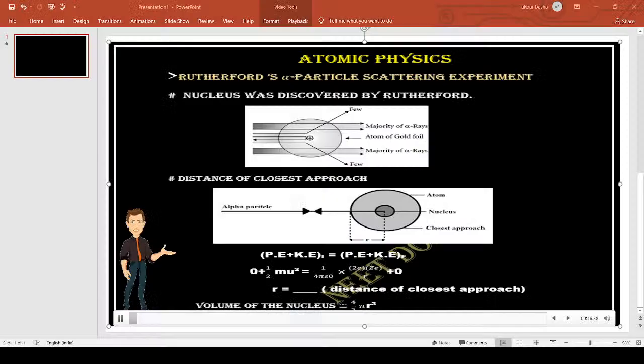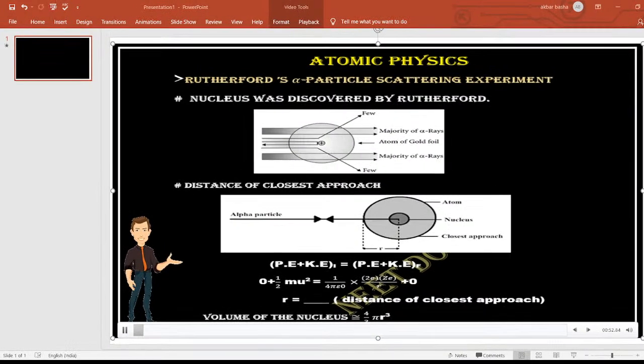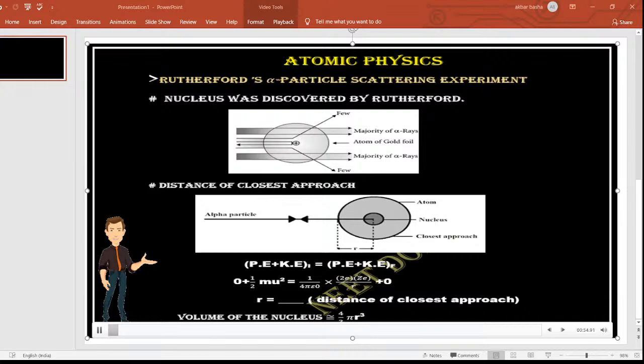In today's video, the first topic is Rutherford's alpha particle scattering experiment. In this experiment, the main point is that the nucleus was discovered by Rutherford. Please don't confuse it with Chadwick. Simply remember, nucleus was discovered by Rutherford.